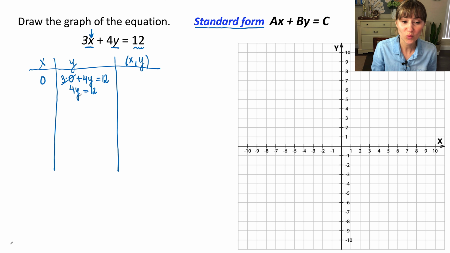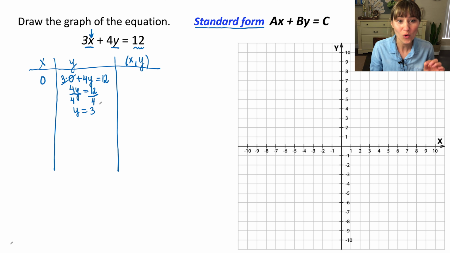So to find y, we will divide both sides by 4, right? Just like solving an equation. So 4y divided by 4 is y. And on the other side, 12 divided by 4 is 3. Very good. So we got our first ordered pair.